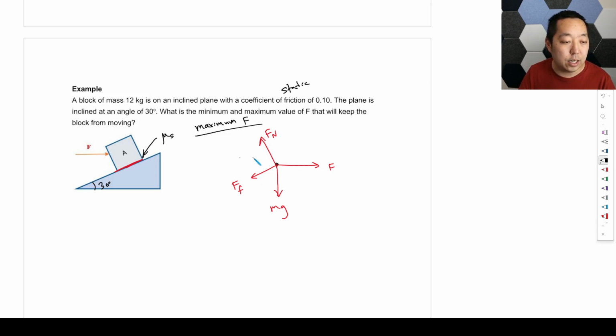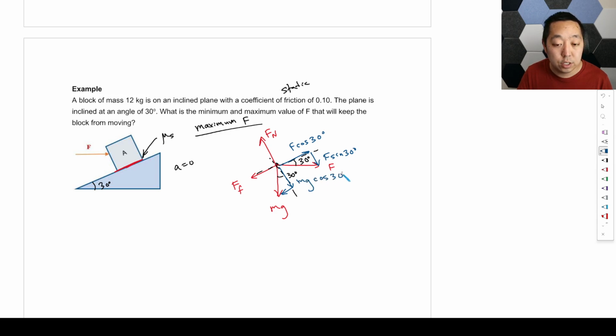Okay, so then let's align. Our acceleration is 0 because it's not moving. The block's still not accelerating. So then we'll decompose x and y like this. Now in this case, it's more common to do it this way, but you don't need to rotate the axes given that the acceleration is 0, but it's probably easier and more common to do it this way. So then this would be F cosine 30 degrees. This would be F sine 30 degrees. And then the mg has to be decomposed into mg cosine 30 degrees and mg sine 30 degrees.